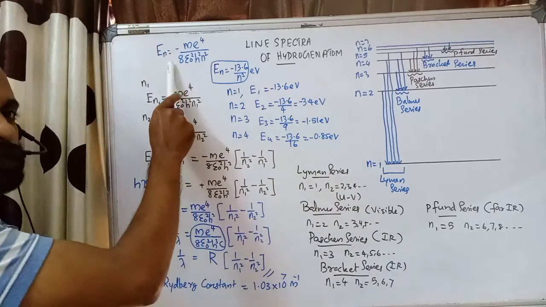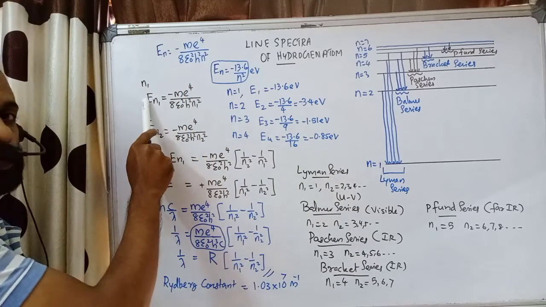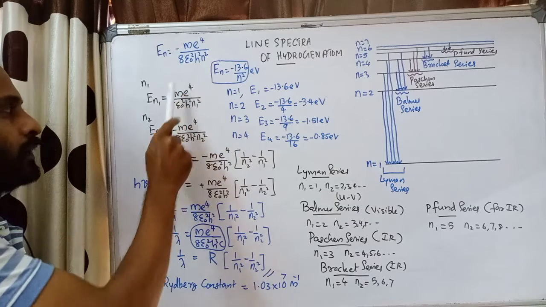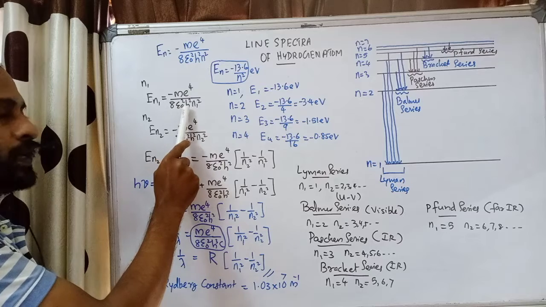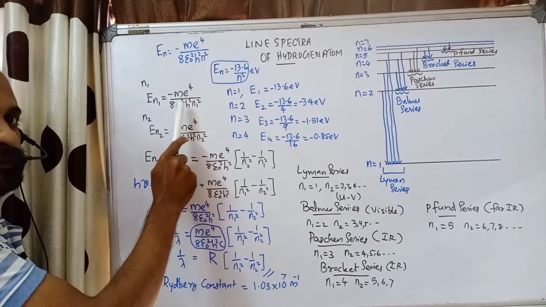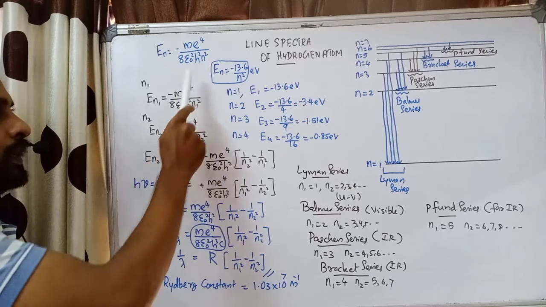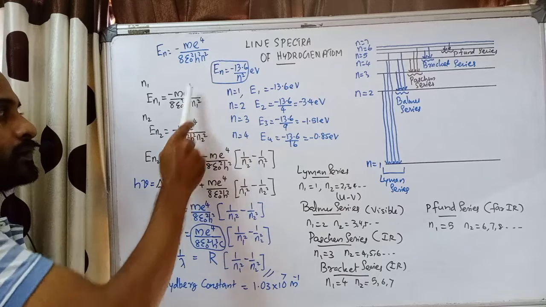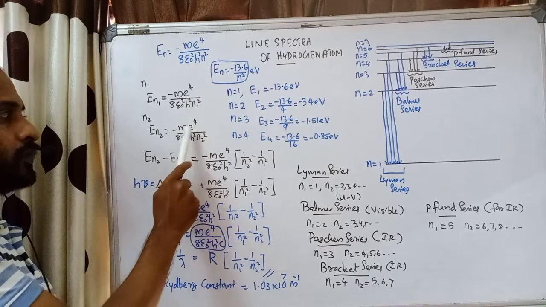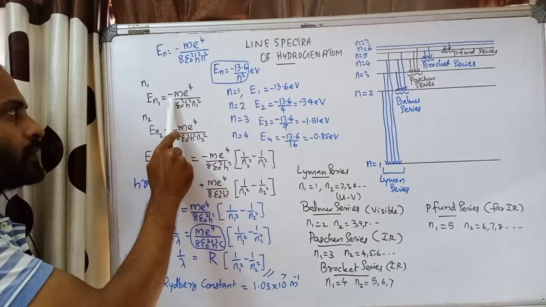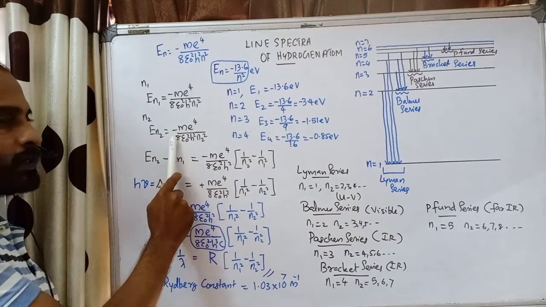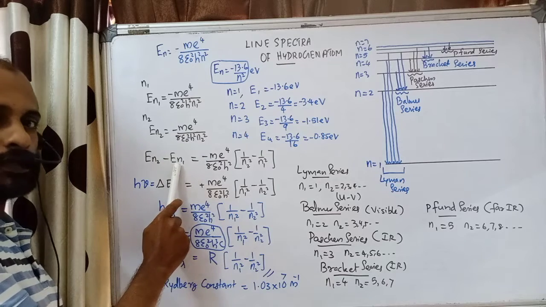In this equation, instead of n, we will give n1. What is the equation now? Minus m e raised to 4 by 8 epsilon 0 square h square n1 square. Similarly, we put n2 in place of n. So the equation is minus m e raised to 4 by 8 epsilon 0 square h square n2 square. What is the difference in energy? This is the higher energy, so we subtract En2 minus En1.